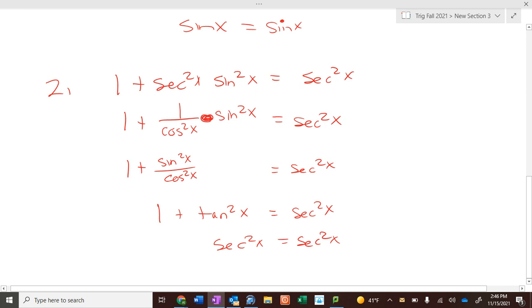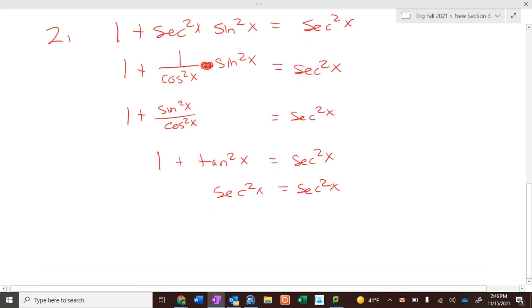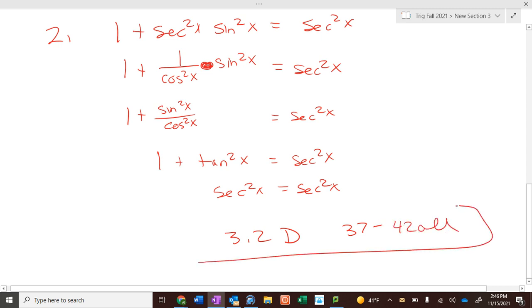You just write multiple steps going vertically, not horizontally on your sheet of paper, going vertically so we can follow it all the way down till both sides are equal. Okay? You're basically writing a proof why that is equal to that. So, your assignment for 3.2D is 37 through 42 all. Just 6 problems, and they won't take you all that long.